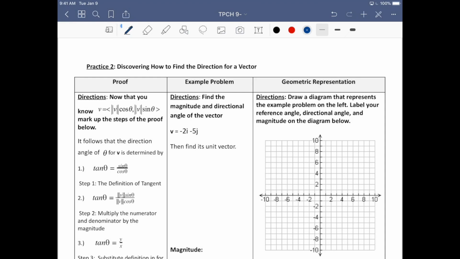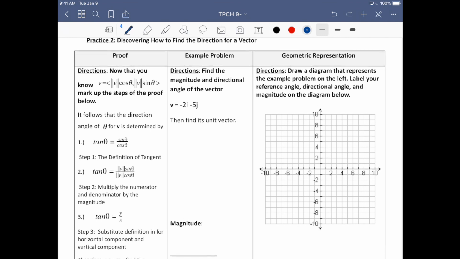So why don't you try practice 2? Discovering how to find the direction for a vector. So if you didn't have theta, how would you find it?